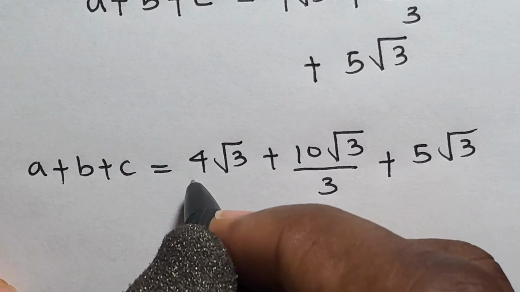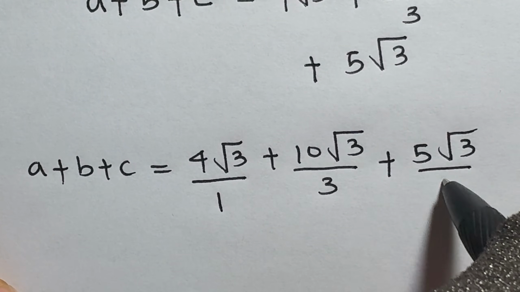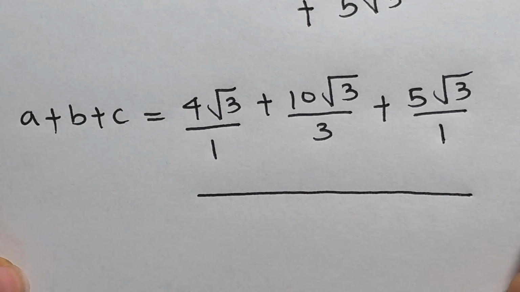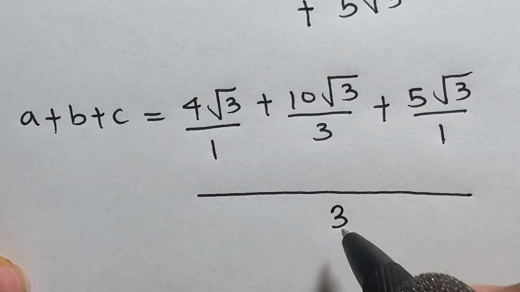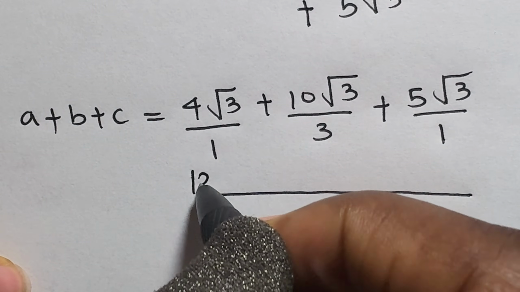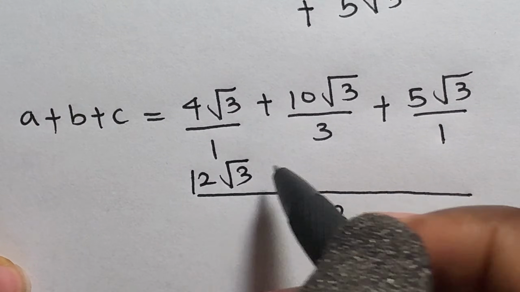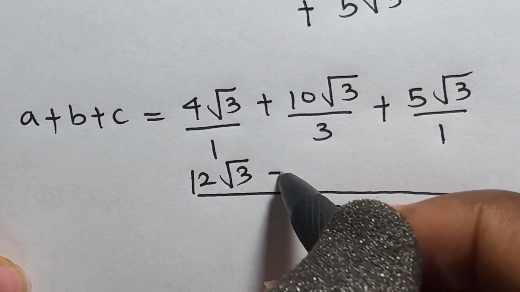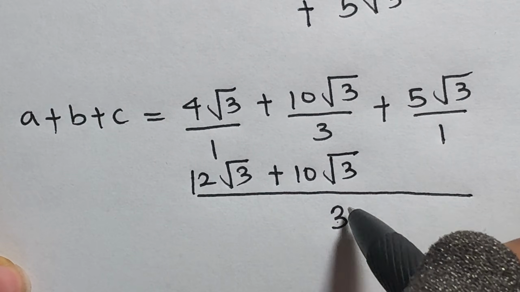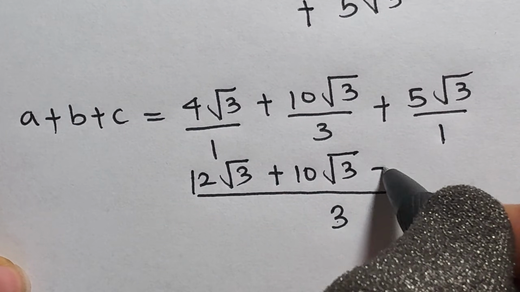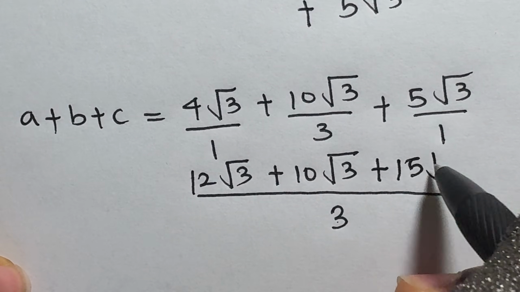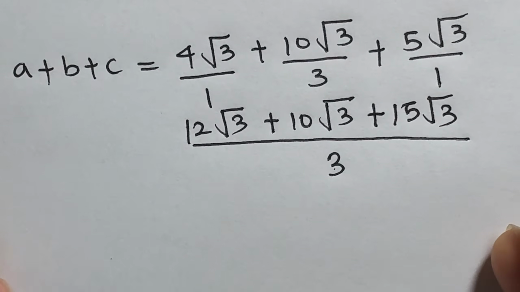So this here will be over 1. This here also over 1. Then the LCM here is 3. 1 in 3 is 3. 3 times 4 root 3 will give us 12 root 3. 3 in 3 is 1. 1 times 10 will give us 10 root 3. 1 in 3 is 3. 3 times 5 will give us plus 15, then times root 3.